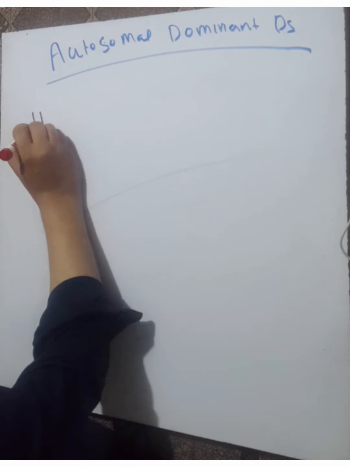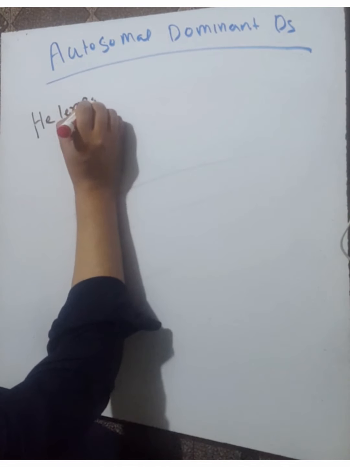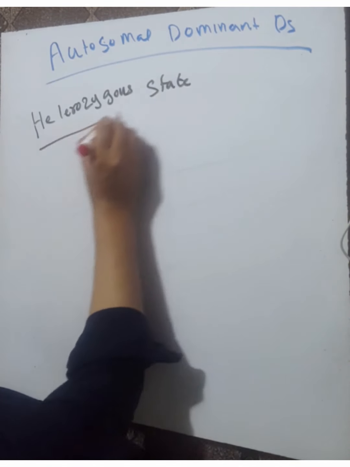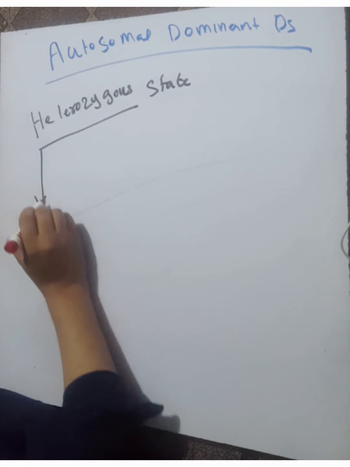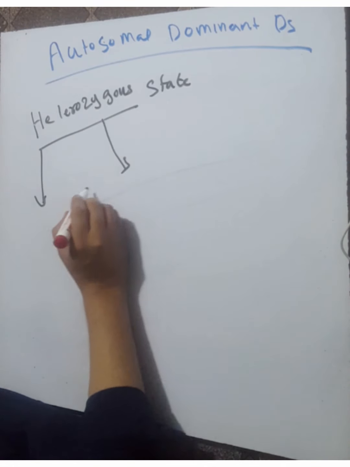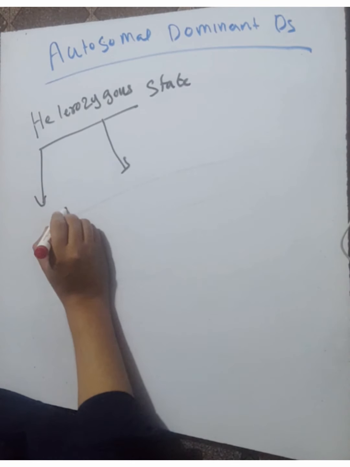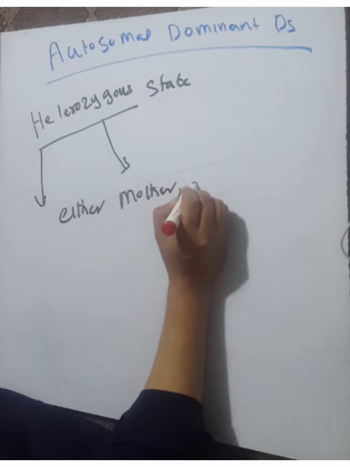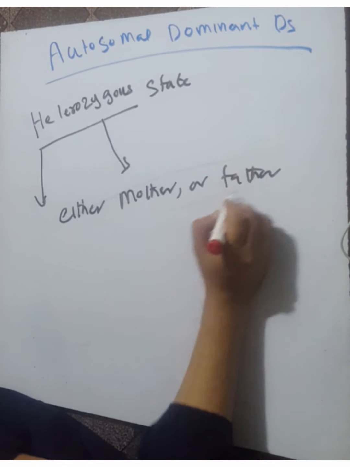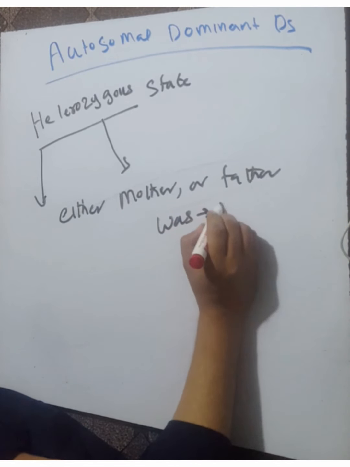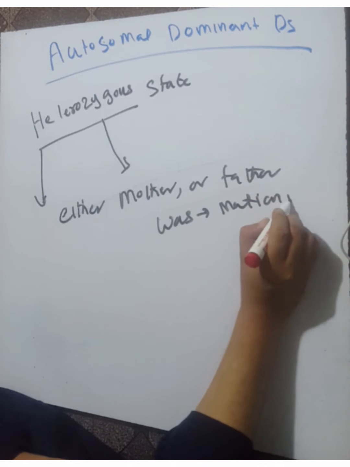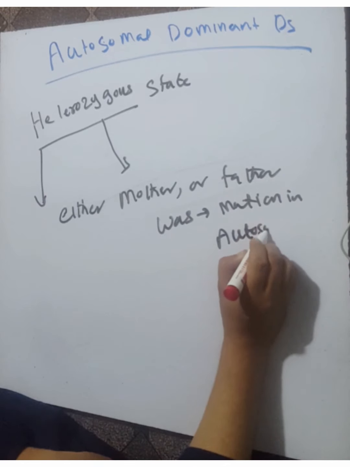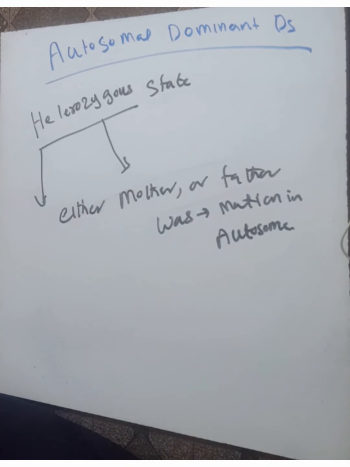The state for the autosomal dominant is the heterozygous state. What is heterozygous? Heterozygous means that either the mother or the father has a mutation in the autosome. That represents the heterozygous state.